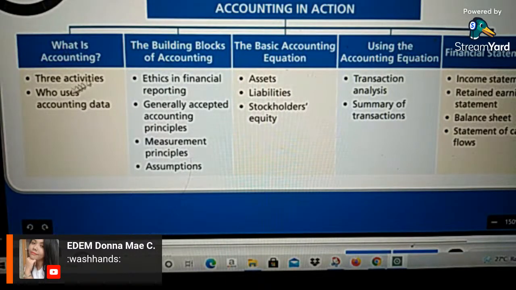What is accounting? So accounting involves the 3 activities of identifying, recording, and communicating those economic transactions to interested parties. Who uses accounting data? Those are the interested parties. Who are these interested parties? We'll give you later on, and define and probably explain it. Ethics and financial reporting. So the building blocks of accounting. Number one, ethics. Number two, GAAP. Number three, measurement principles.